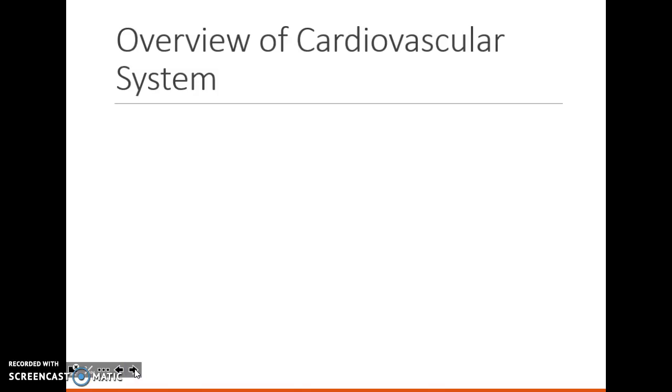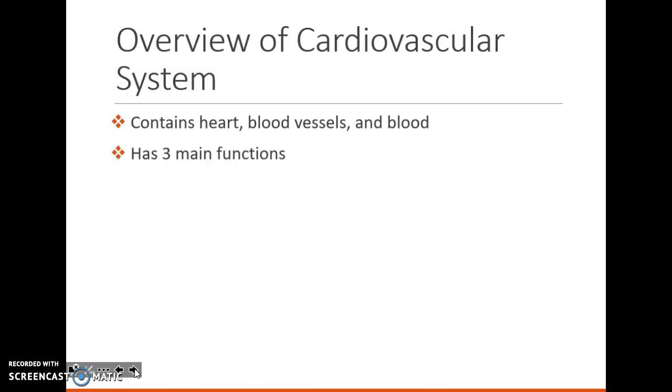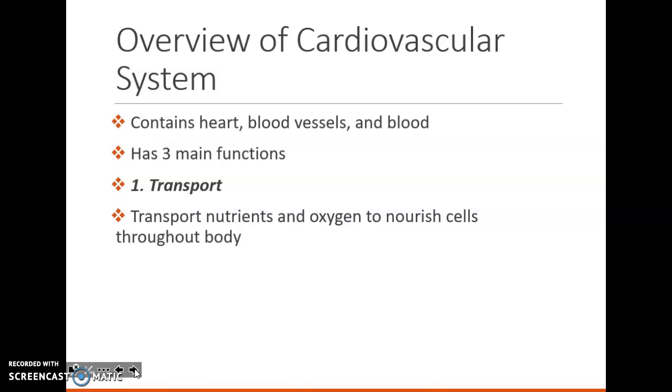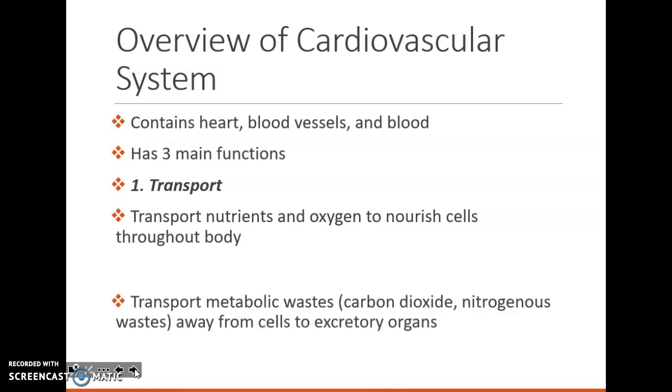Okay, so let's do an overview of the cardiovascular system. So please write this down. It contains the heart, blood vessels, and the blood. That is the anatomy of it. So physiology, the function, there are three main functions of your cardiovascular system. The first one is transport. It will transport nutrients and oxygen to nourish the cells throughout the whole body.